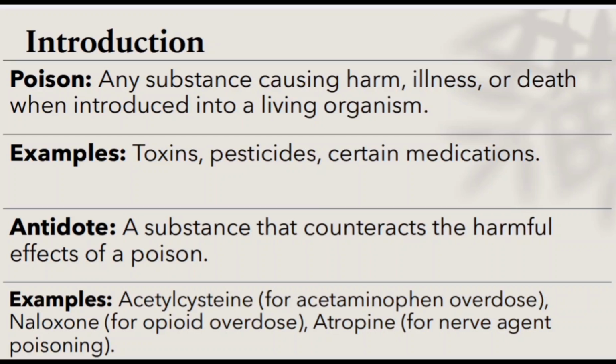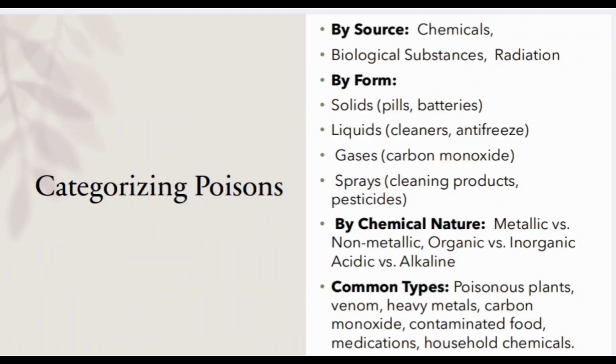Then what is an antidote? An antidote is a substance that counteracts the harmful effects of the poison. Examples of antidotes are acetylcysteine for acetaminophen overdose, naloxone for opioid overdose and atropine for nerve agent poisoning. There are specific antidotes for specific poisonings.